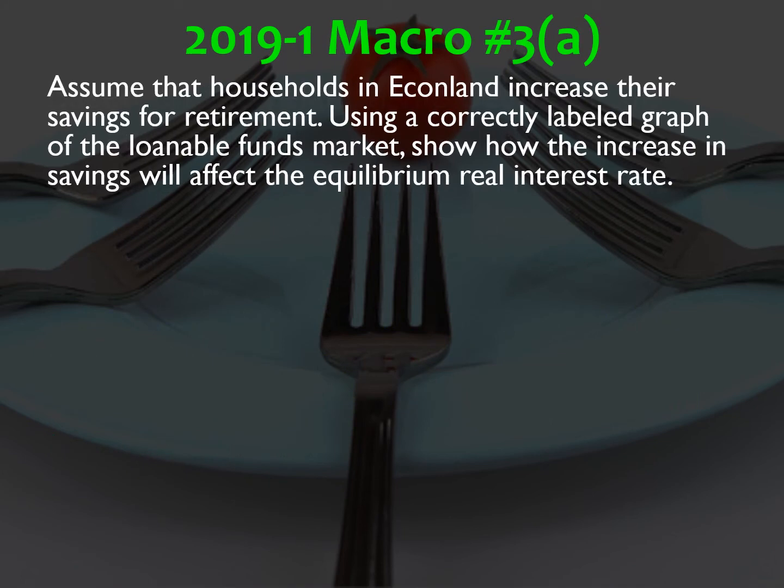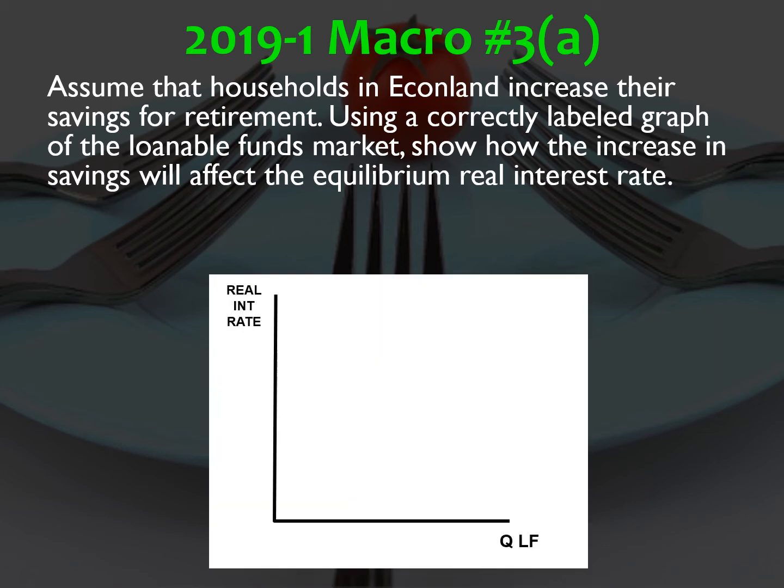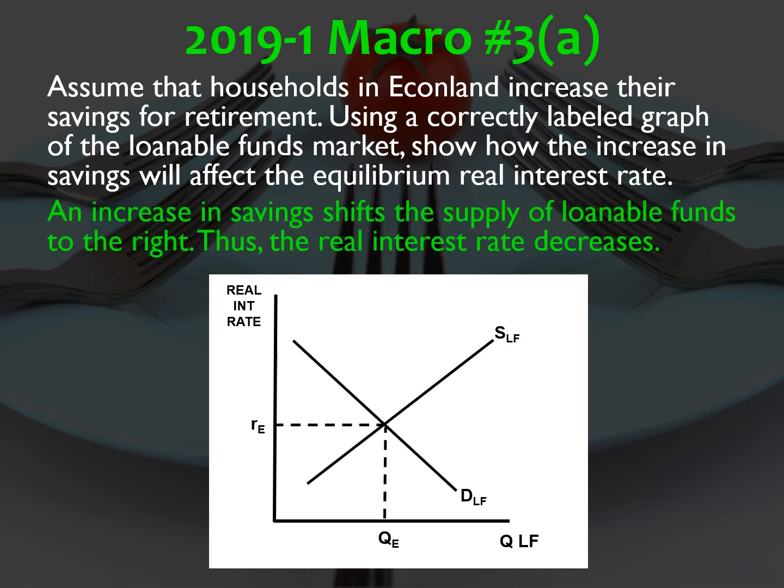Number 3, assume that households in Econland increase their savings for retirement. Using a correctly labeled graph of the loanable funds market, show how the increase in savings will affect the equilibrium real interest rate. Loanable funds graph, real interest rate on the y-axis, quantity of loanable funds on the x. There is your initial equilibrium point. An increase in savings is going to cause the supply of loanable funds to shift to the right. Thus, the real interest rate goes down.